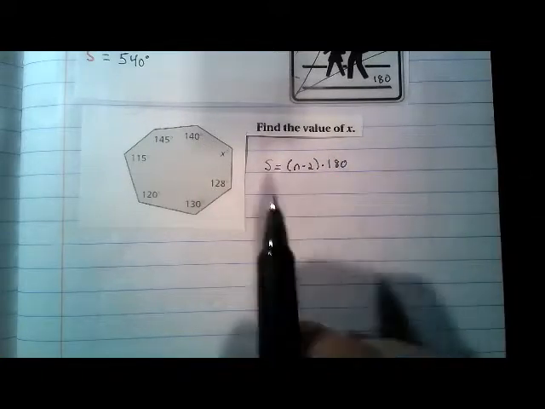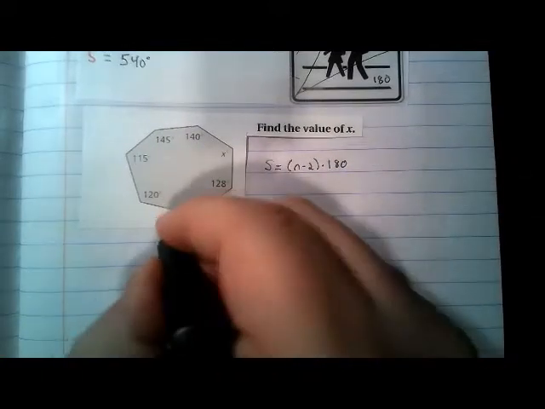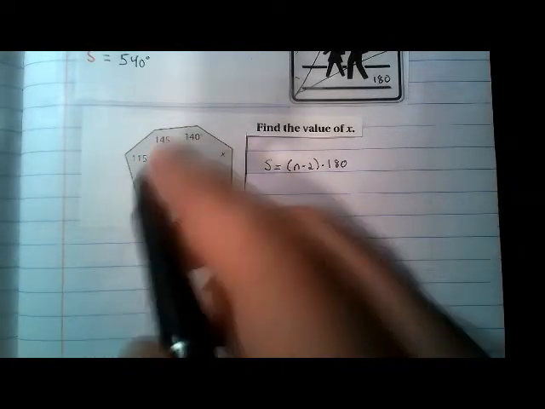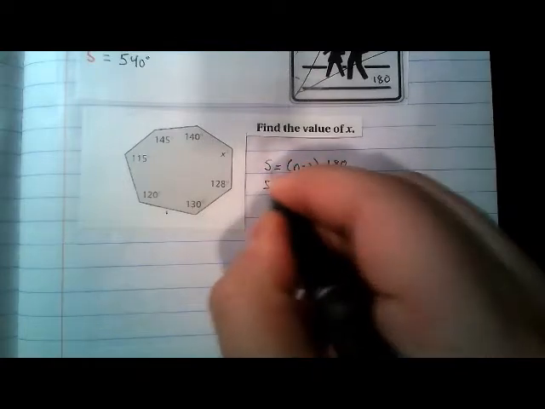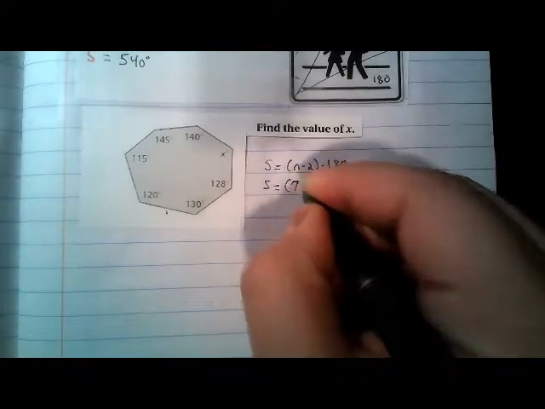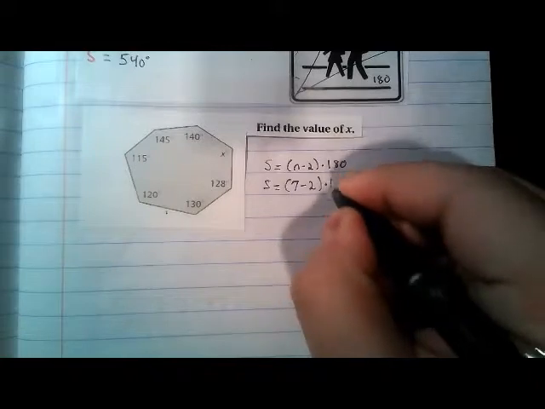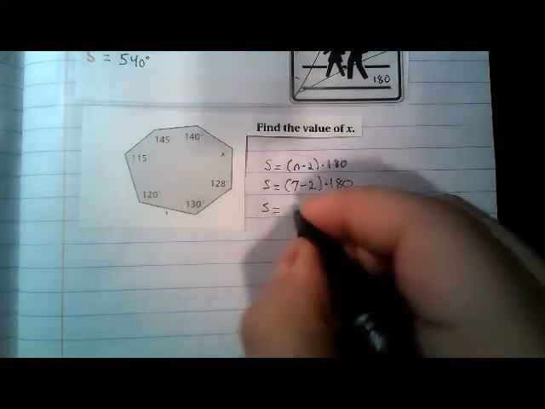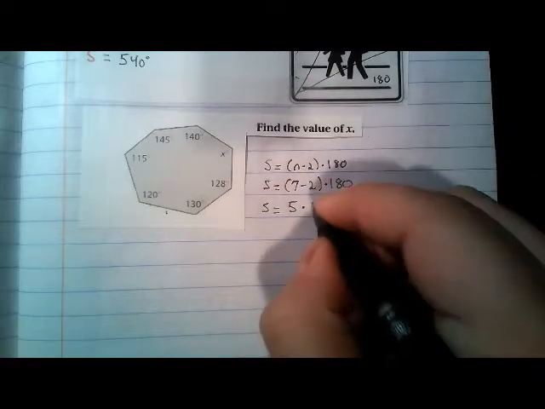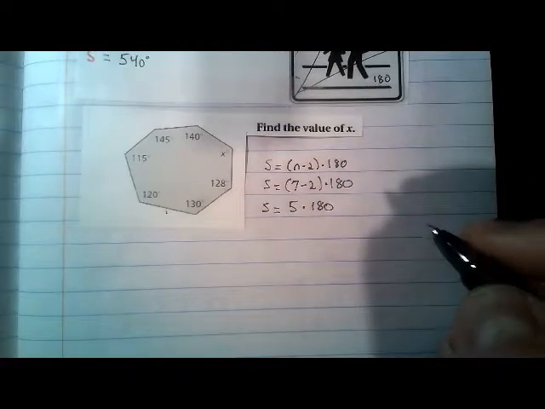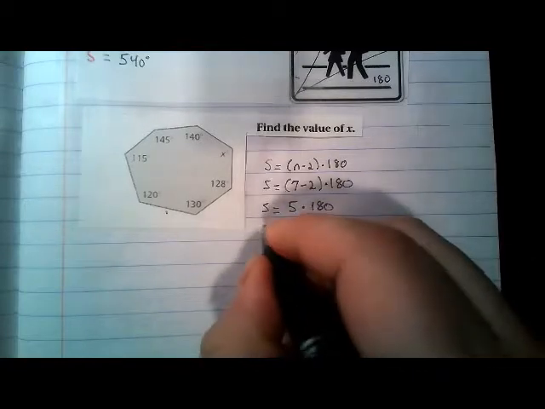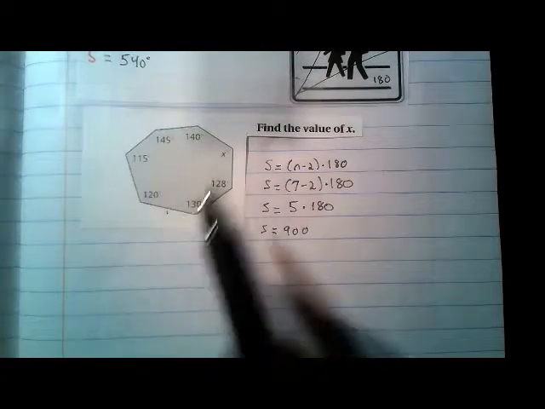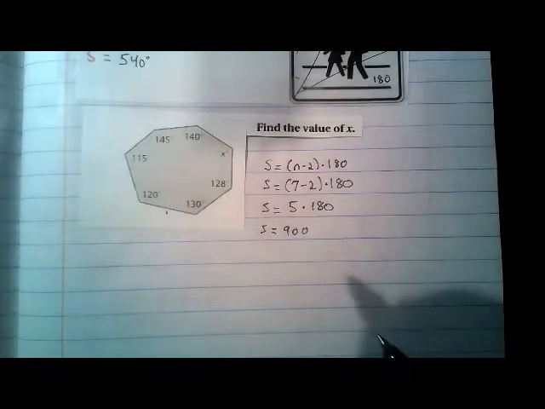So we count how many sides this polygon has. I'm counting 1, 2, 3, 4, 5, 6, 7. So s equals 7 minus 2 times 180. 7 minus 2 is 5. So we have 5 times 180, and 5 times 180 is 900. So the sum of these angles should add up to 900.